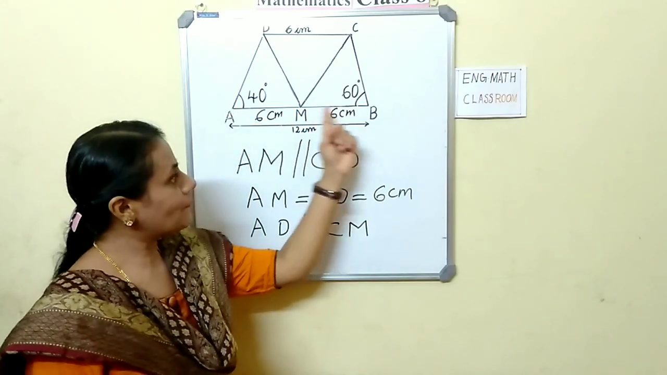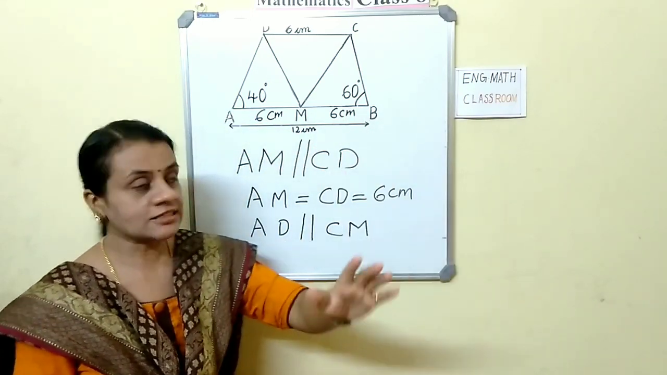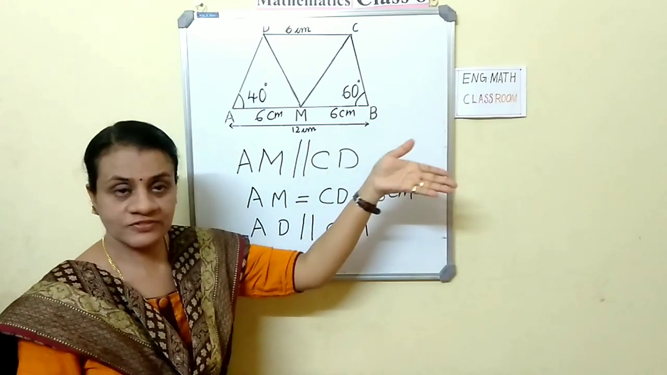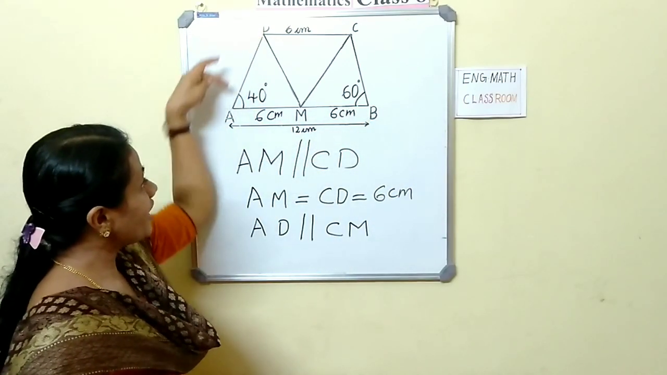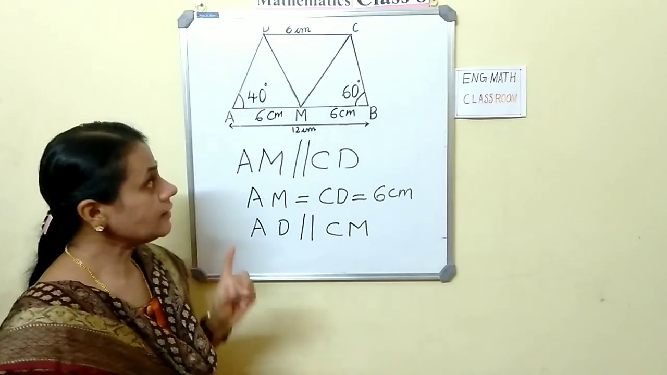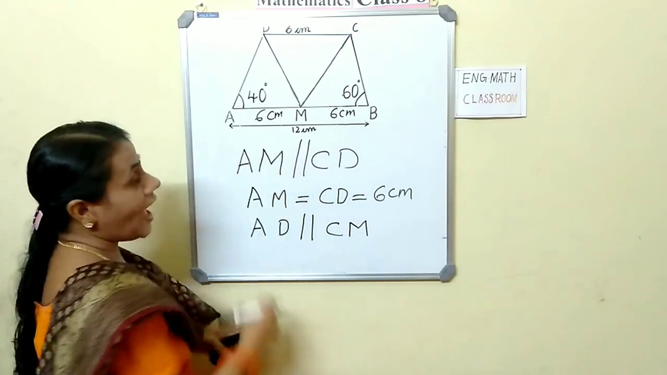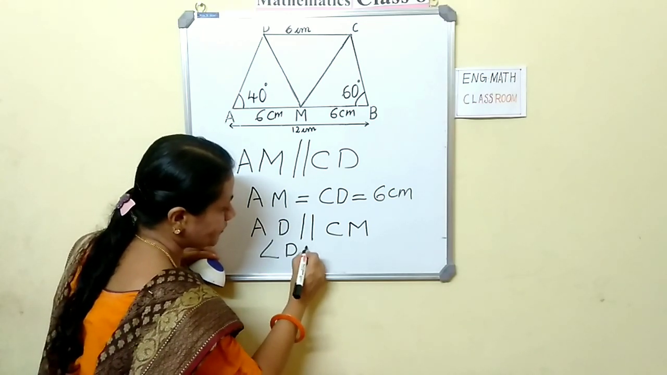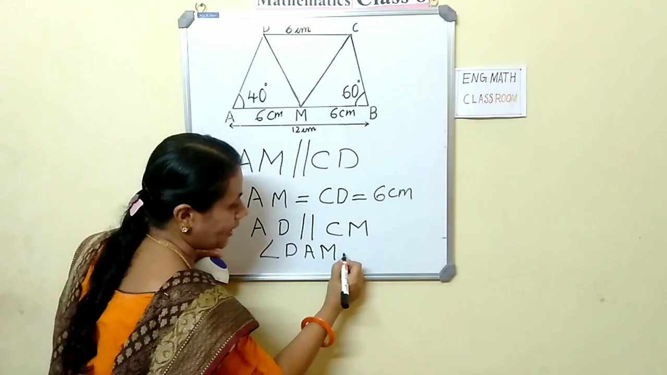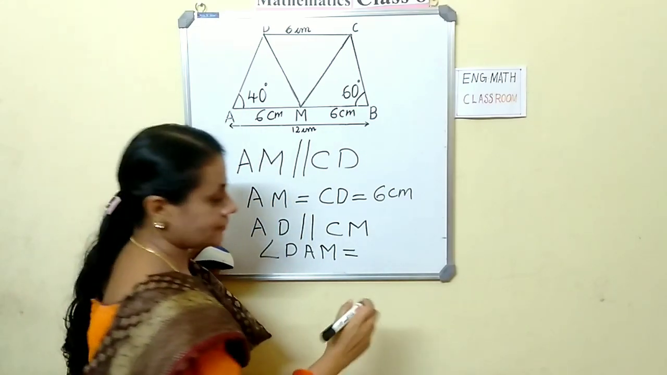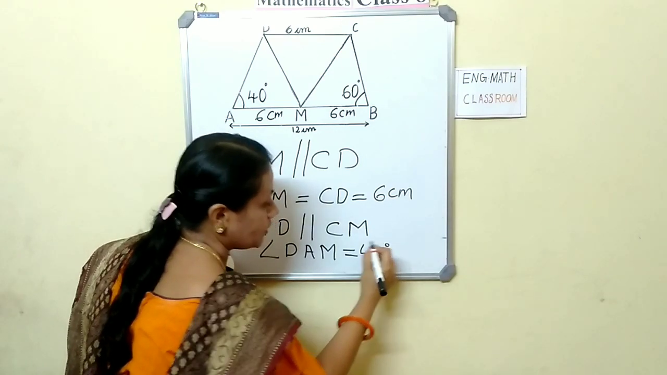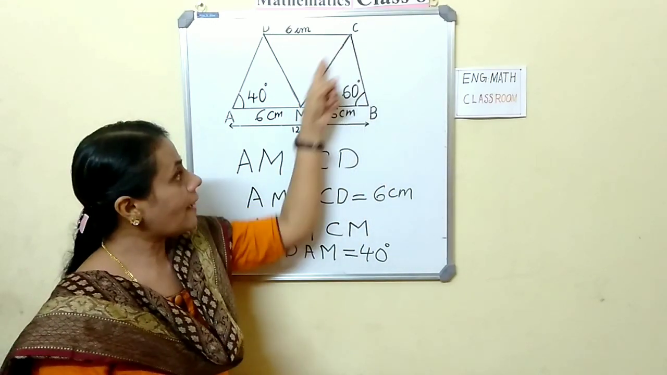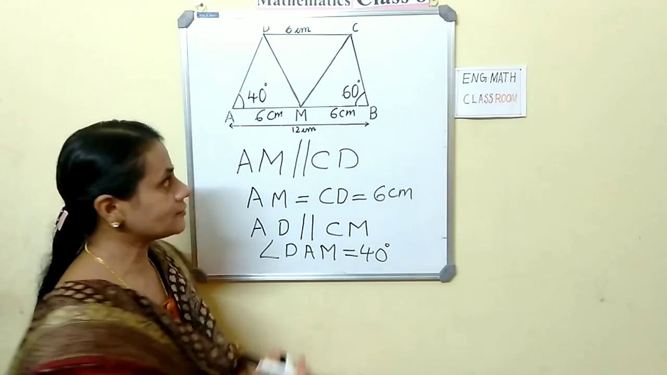Now look, AB is a transversal line. Cut these two parallel lines. Once again, look at here. AB is a transversal line. Cut the parallel line AD and CM. If so, what is the angle DAM? It is given in the question. Angle DAM equals 40 degree. Correct? So what will be angle CMB? CMB is also 40 degree.